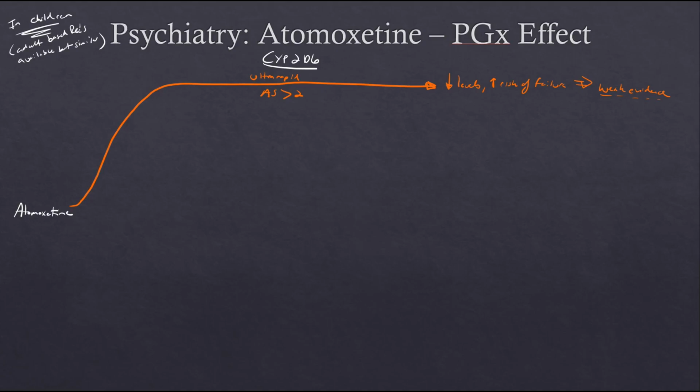Now let's take a look at extensive. And this one's actually a little different than what we're used to. For extensive metabolizers, those people with activity scores from 1.5 to 2, they actually have a decreased response to atomoxetine if you compare them to poor metabolizers. So kind of interesting there. Now let's continue down the pipeline with intermediate metabolizers.